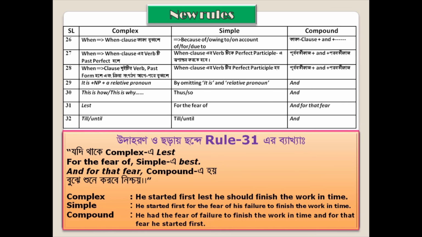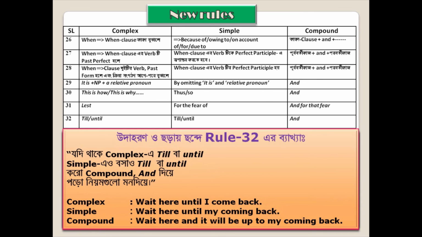Rule number 32, and it is the last rule. If there is till or until in complex, you will have to use till or until in simple, and in compound you will have to use and.